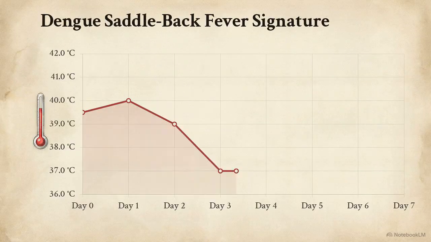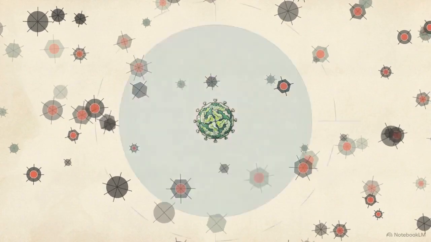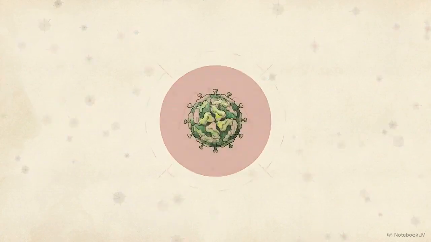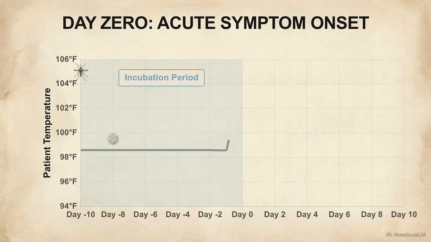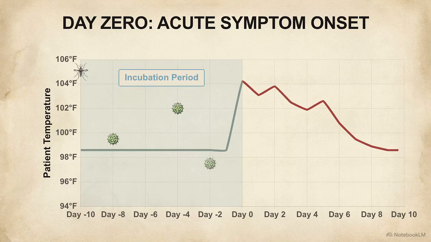Mastering this chronological timeline gives physicians the precise tool they need to isolate dengue from a dense cluster of look-alike illnesses. This timeline tracks a patient's temperature alongside their physical symptoms across 10 days. Before day 0, there is a silent incubation period. For 5 to 10 days following the initial mosquito bite, the virus replicates without triggering an immune response. That silence ends with a sudden, violent physiological reaction.